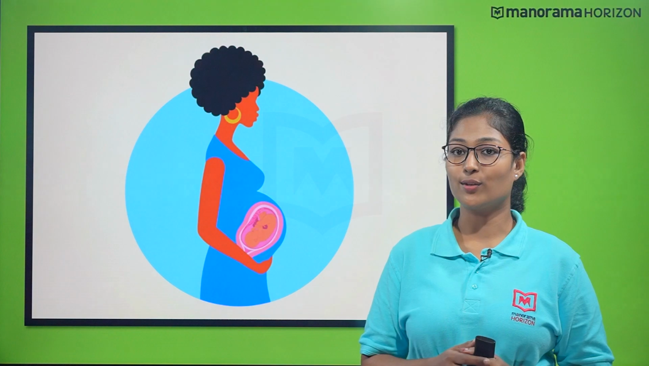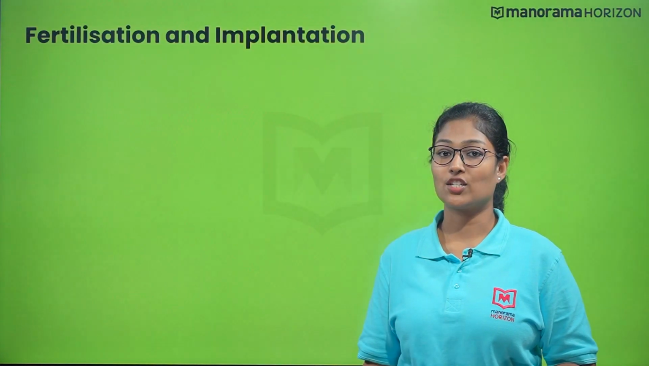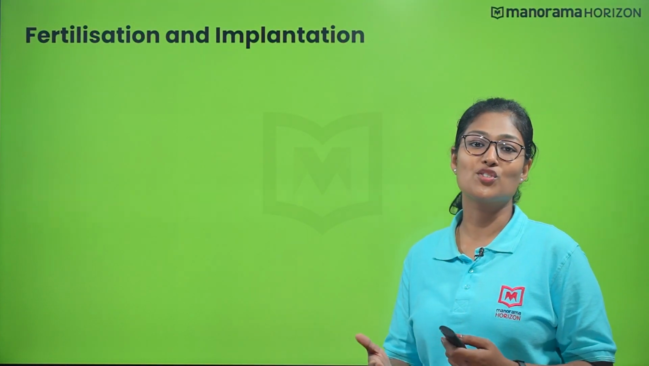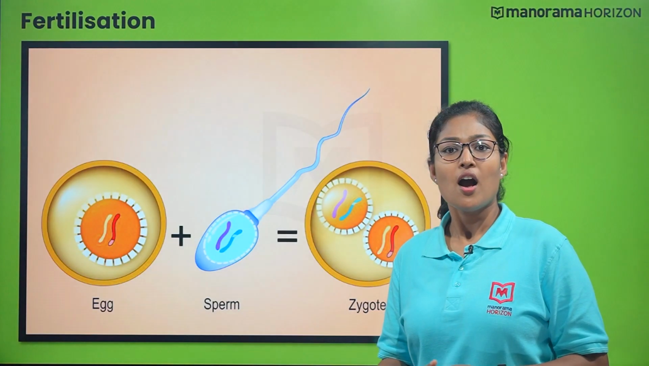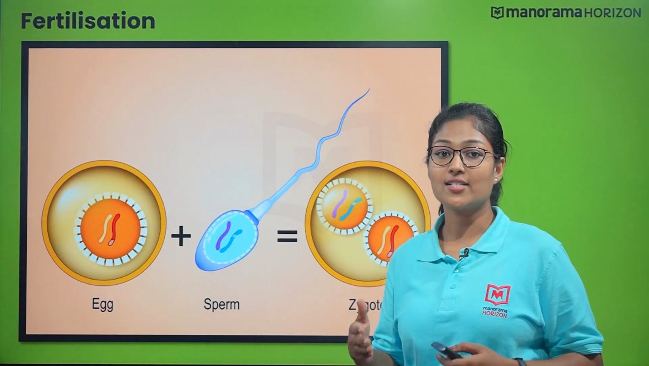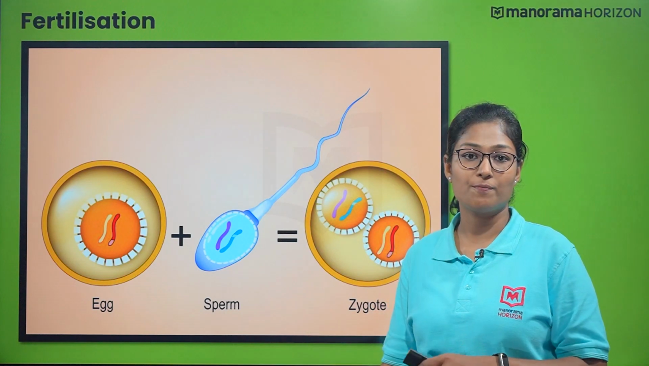And in this video, we will be dealing with two important processes of sexual reproduction in humans. These are fertilization and implantation. So let's begin this journey together. How will you define fertilization? Fertilization is the process of the fusion of a sperm and an ovum.